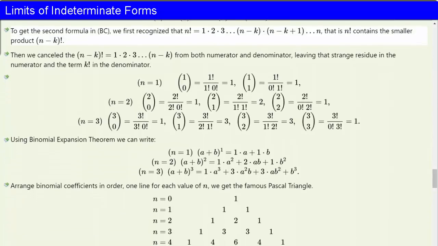Now, when we gave the formula for defining the binomial coefficients, the second formula looks a little bit confusing. To get that formula, first recognize that n factorial is the product of all the numbers up to n and does contain the smaller product n minus k factorial, which is the product of all the numbers from 1 to n minus k.